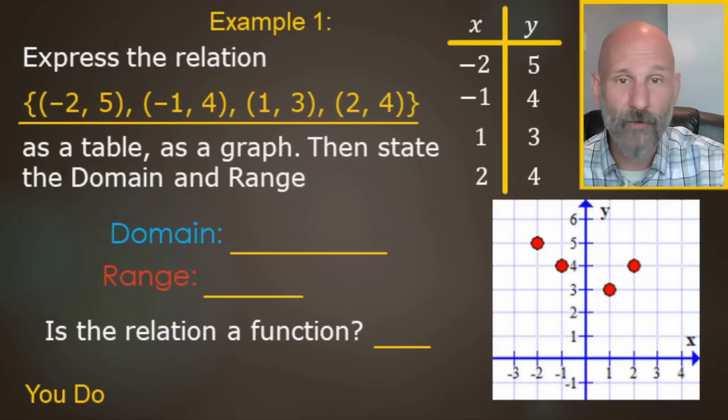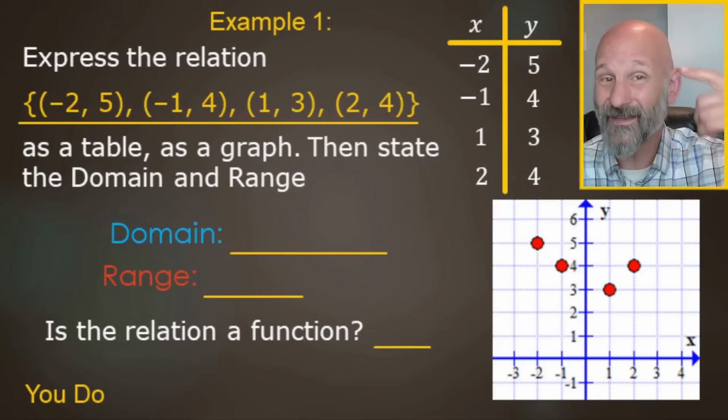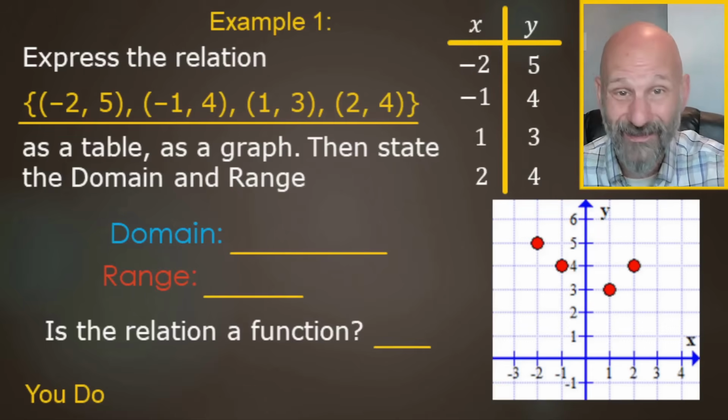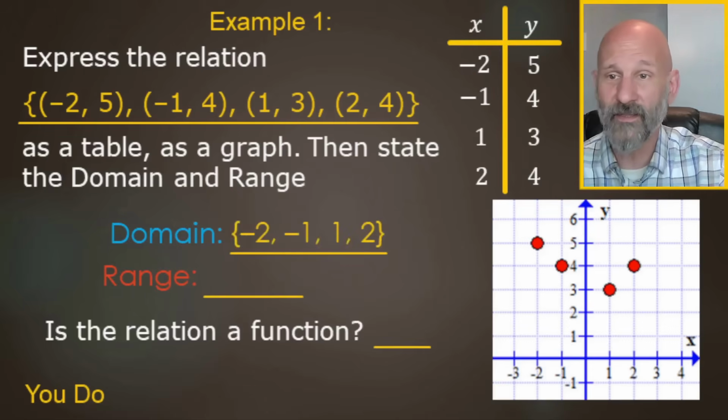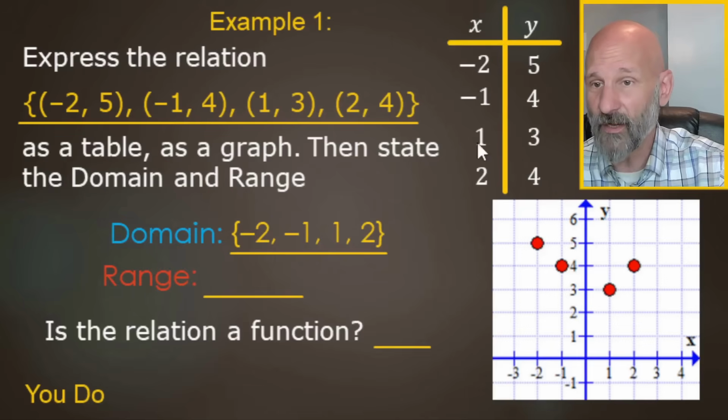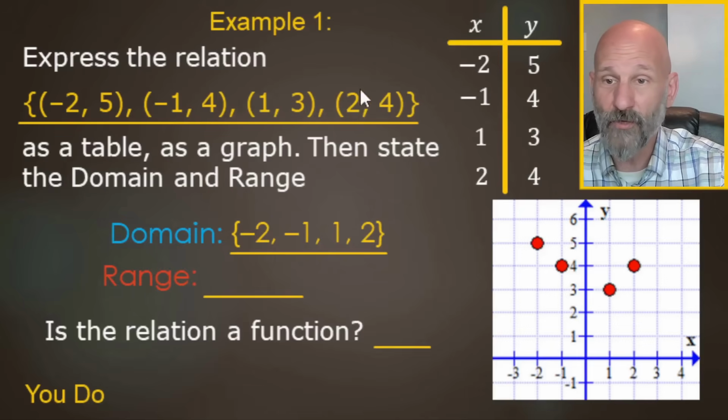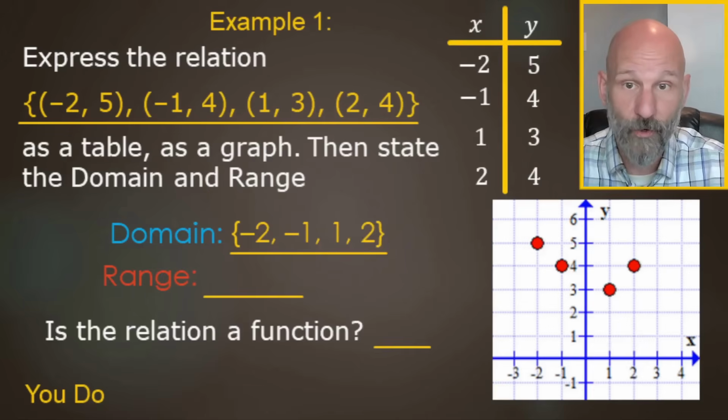Okay, for domain and range, remember domain, that's your list of possible inputs, your x's. So that's all we're doing is listing the x's. And you can look here on the table, you can look at the x's from the ordered pairs. You can even look on the graph here, right? So I've got a dot here at -2, boom, that goes right there. -1 has a dot, that goes right there. 1 on the x has a dot, and then 2 on the x has a dot. So there we go. There's our domain.